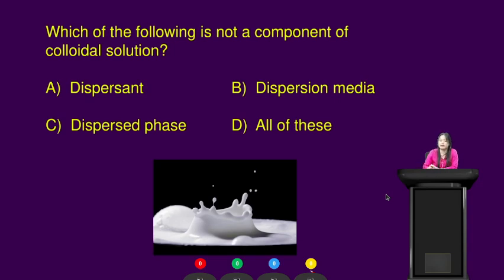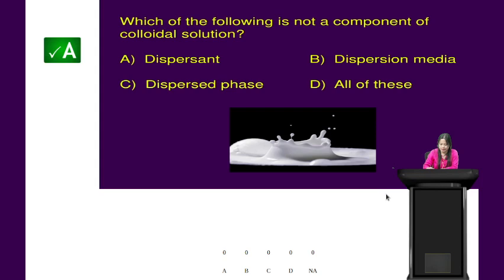Now we have just seen that in colloidal solution, there are two components, namely dispersion medium and dispersed phase. So here we have only two components. So option A is not a component of colloidal solution. The correct answer will be option A, that is dispersion, because dispersion is not a component of colloidal solution. Very good, students.